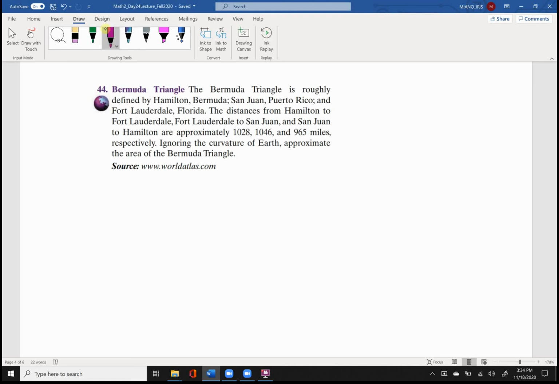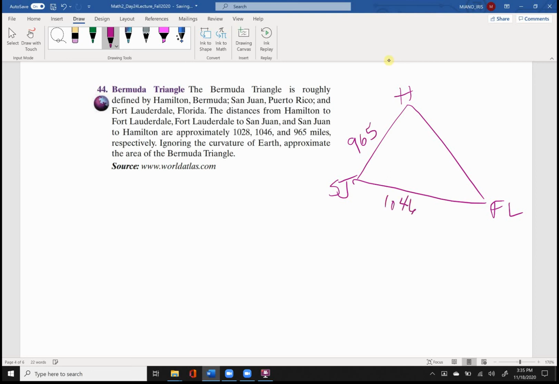Boy, it would be nice if we had a figure, wouldn't it? So let's go ahead and label the vertices as here's Hamilton, here's San Juan, and here is Fort Lauderdale. The corresponding lengths are 965 miles from Hamilton to San Juan, 1,046 miles from San Juan to Fort Lauderdale, and 1,028 miles from Fort Lauderdale to Hamilton.